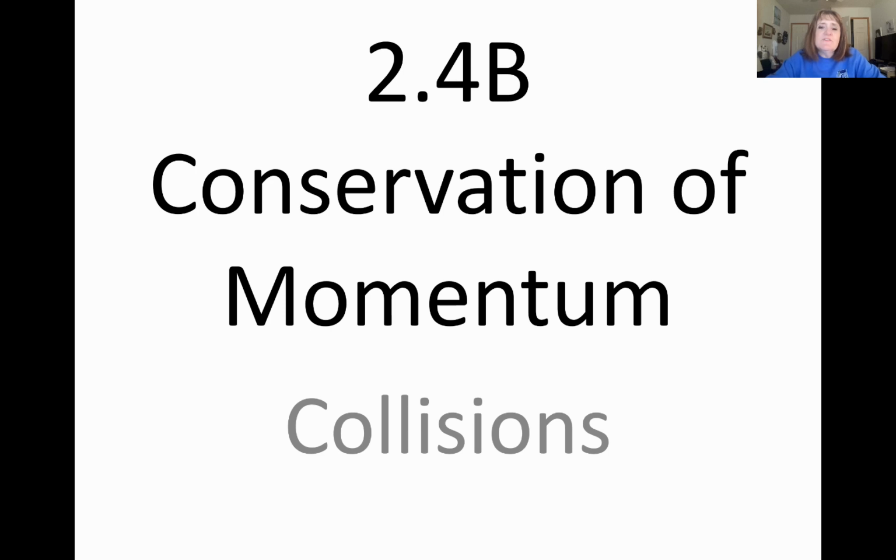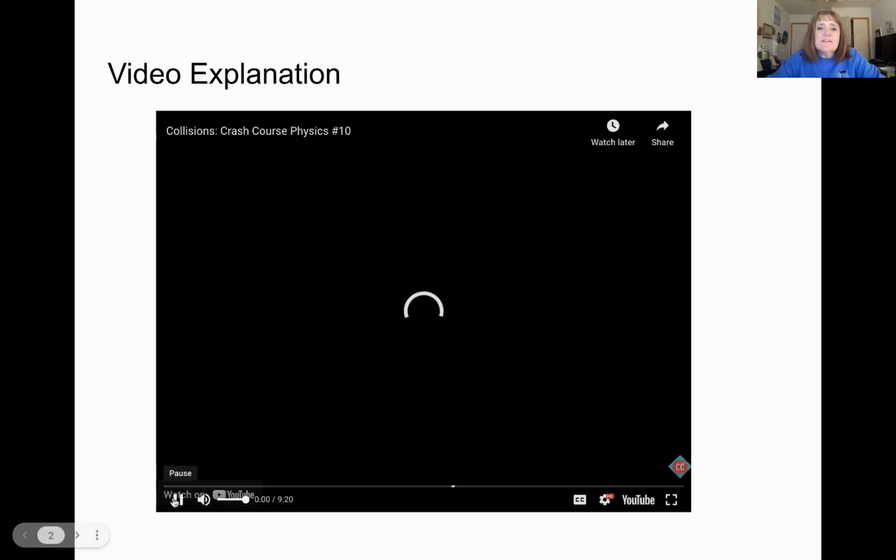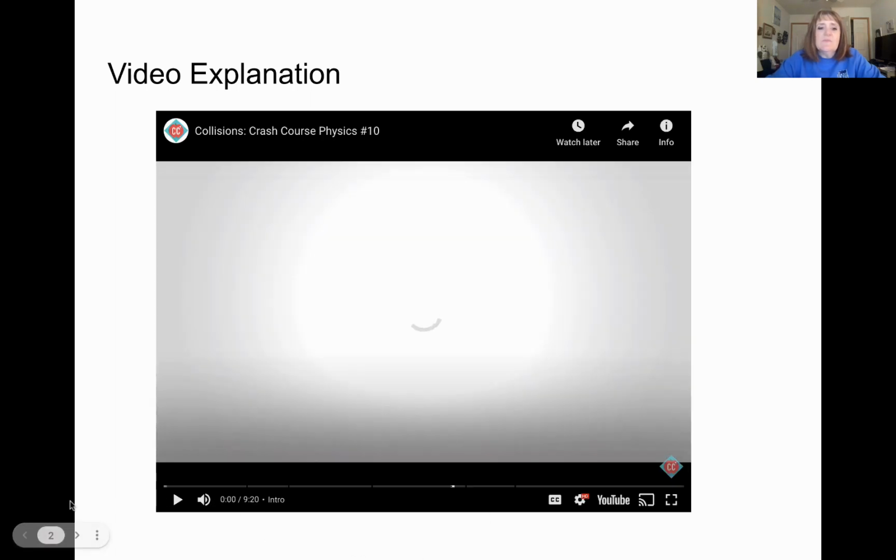4.4b on conservation of momentum. This will actually be an Edpuzzle, but if you are gone or need to use this video for further information, please do so. Today we're talking about solving conservation of momentum in collision problems. There is this video explanation, like I said, but it will be an Edpuzzle that we will do.